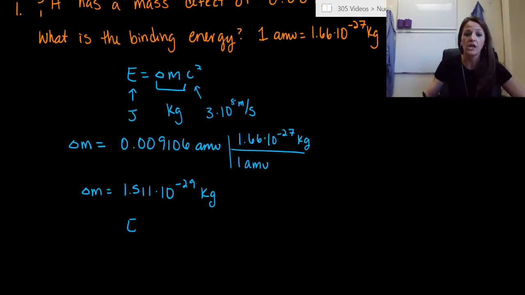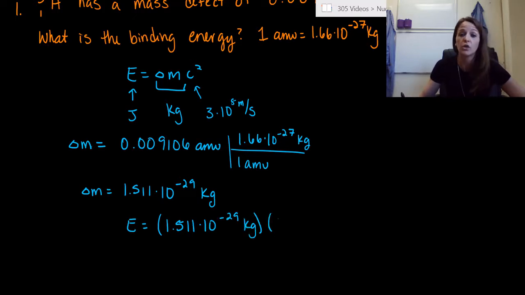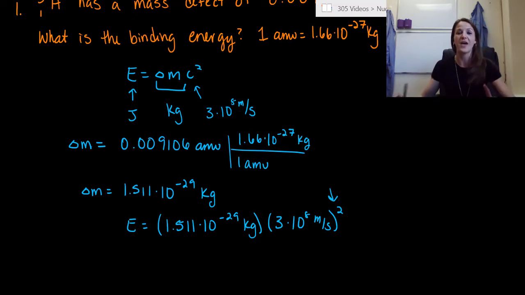So we know E is equal to delta m, or your mass effect, which is what we just solved for. So 1.511 times 10 to the negative 29th kilograms, times c, which is our speed of light. That's never going to change. That's a constant. So 3 times 10 to the 8th meters per second, squared. Do not forget to square it. A lot of students do that. Don't let that be you.